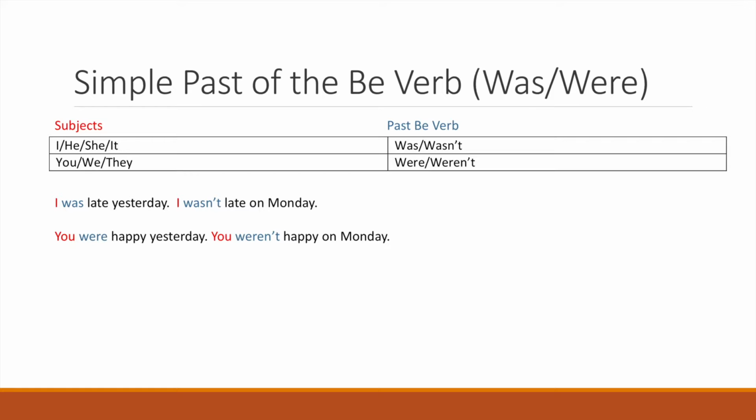Also, you were happy yesterday. You weren't happy on Monday. Again, because our subject is you in this sentence, we need were. Because we're using yesterday and on Monday, we know we're talking about the past.